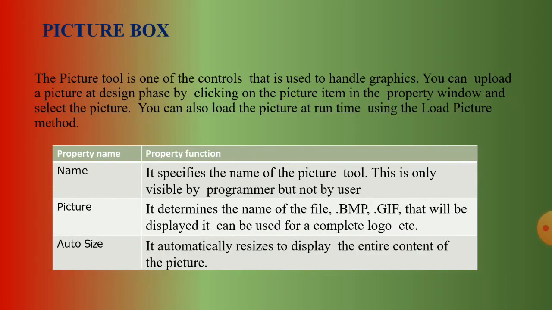And next, picture box. The picture box is one of the controls used to handle graphics. That means we can place pictures on this particular picture box. You can upload a picture at design phase by clicking the picture item in the property window and selecting the picture. We can also load the picture at runtime using the load picture method.